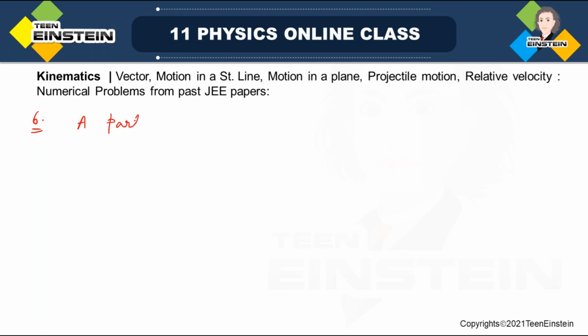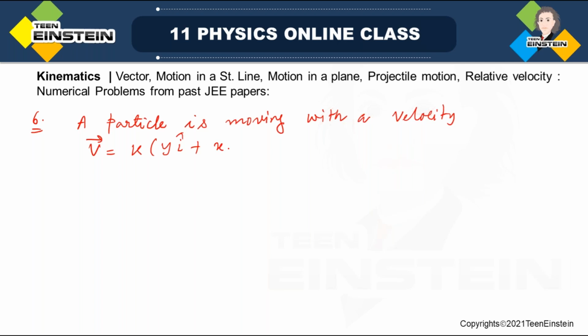So a particle is moving with a velocity v, this is a vector, v is equal to k y i cap plus x j cap, where k is a constant. Okay, so k is a constant.